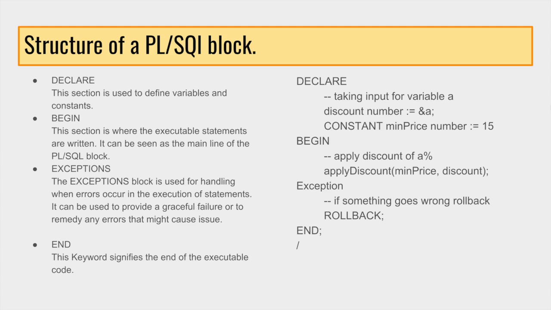The structure of a PL/SQL block takes the following form. The declaration section is used to create variables or declare constants which will be used in the execution of the block. In this example, the discount amount is a variable which takes the form of a user inputted amount. The minimum price is a constant, with the attention that this value should never change.